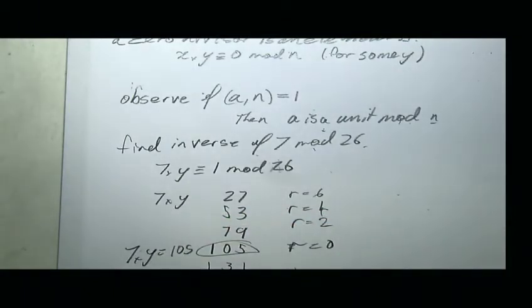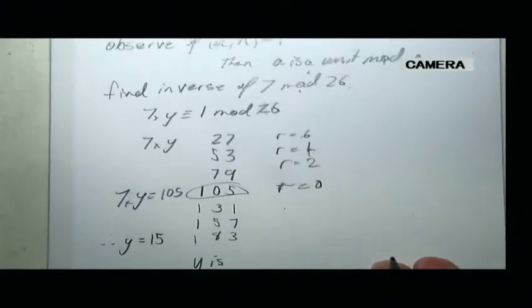Therefore, y is equal to 15. We're okay with that? Seems fair. And so, when I reduce mod 26, it's going to get me 1. So, y is, whoops, sorry.